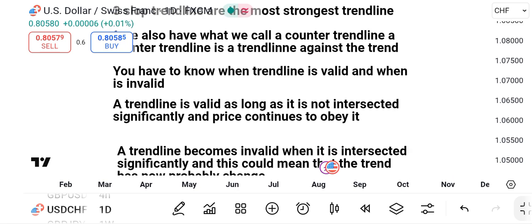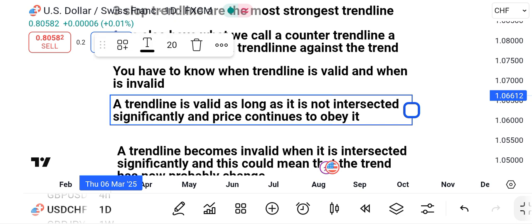A trendline is valid as long as it has not been intercepted significantly, and price continues to obey it. What this means is that sometimes you may see a candlestick break below a particular trendline, and before you know it, it is a fake out, and the market quickly reverses and starts moving in its direction again. That is what this particular one means.